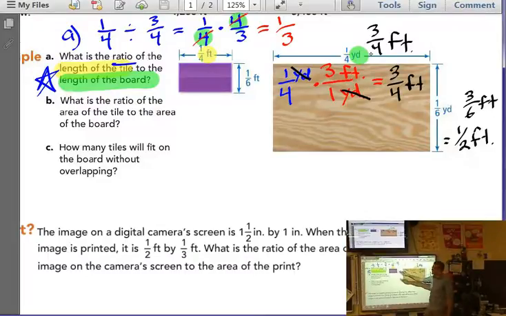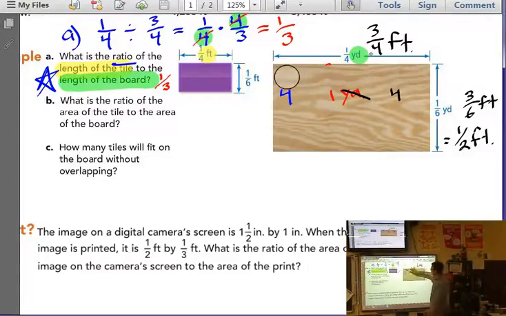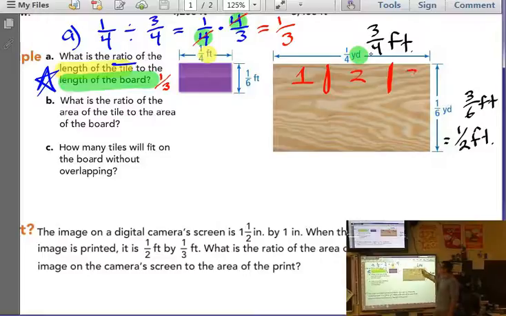My ratio is 1:3, which tells me what about tiles compared to the board? The tile is 1/3 the size of the board. So if I go to my board and I talk about how many tiles will fit, I know that I can fit 1, 2, 3, because it's a comparison of 1 to 3. The length of one tile will fit 3 times over here. And I know I didn't draw it perfectly. Probably needs to be closer to that. But that's what that ratio tells me.